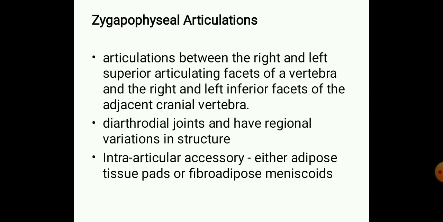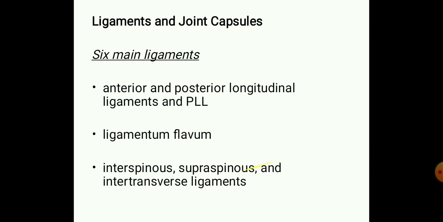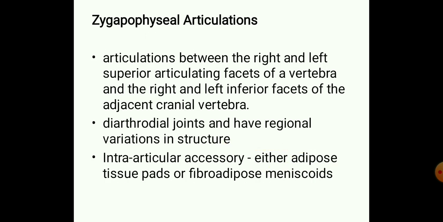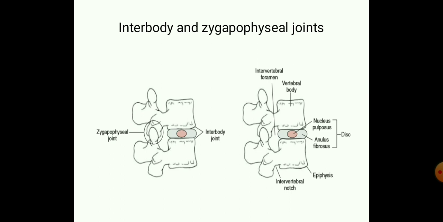Next one is the zygapophyseal articulation. So what is the zygapophyseal articulation? The zygapophyseal articulations are formed between the right and left superior articulating facets of a vertebra and the right and left inferior facets of the adjacent cranial vertebra. So basically what it means, this is the zygapophyseal joint.